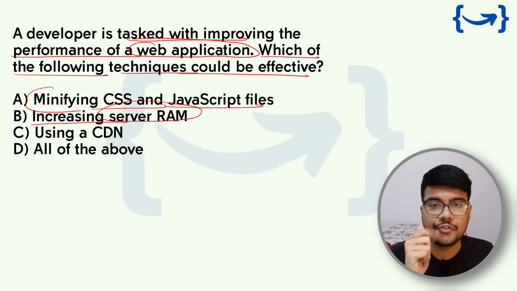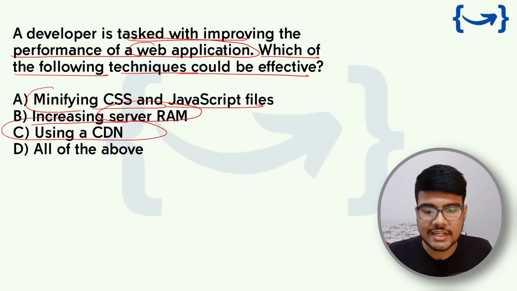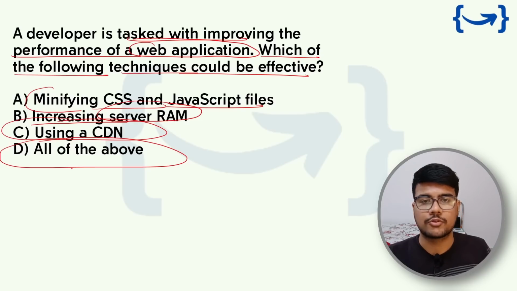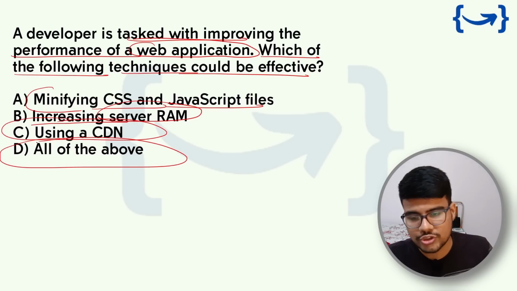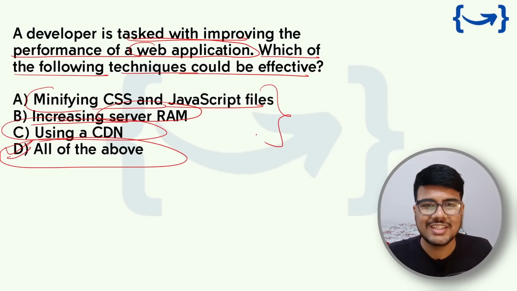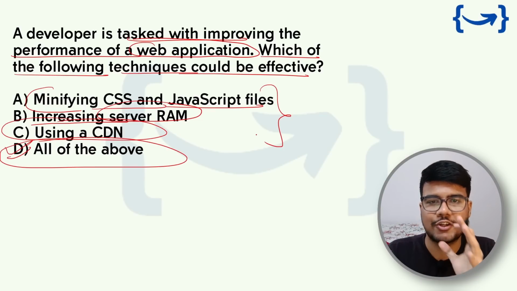You should take a cost efficient option always. Using a CDN? All of the above. So as we don't need to select a specific option, we have an all of the above option. So do check that out, because all of the above is the right option.